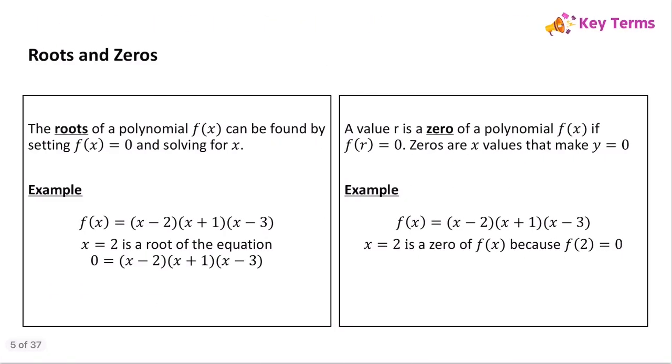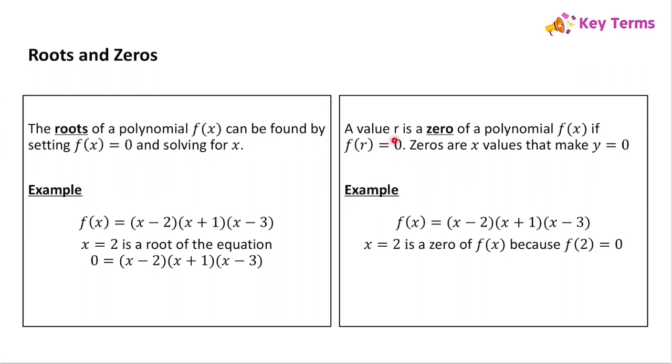We also talk about roots and zeros of polynomial functions, so I just want to clarify what these terms mean. The roots of the polynomial function are what you find by setting the function equal to 0 and solving for x. So for example, if we have f of x equals x minus 2 times x plus 1 times x minus 3, that's a polynomial function. If we set it equal to 0, we'll find that x equals 2 is one of the roots.